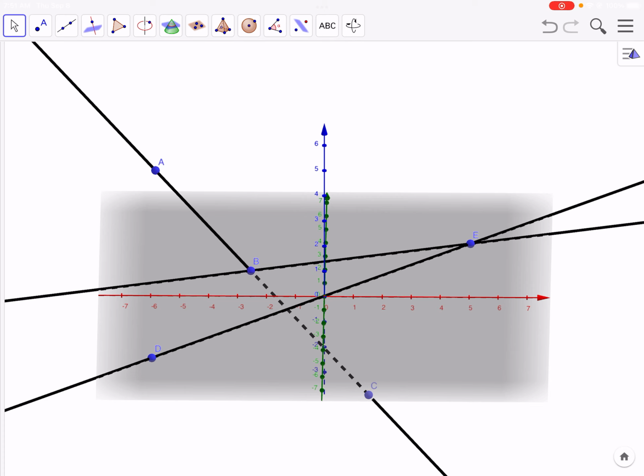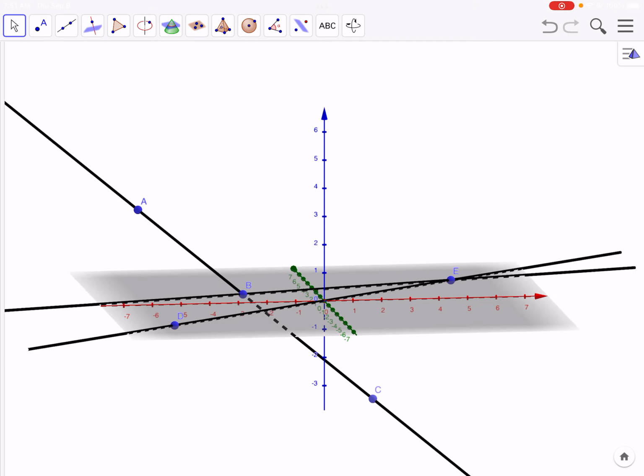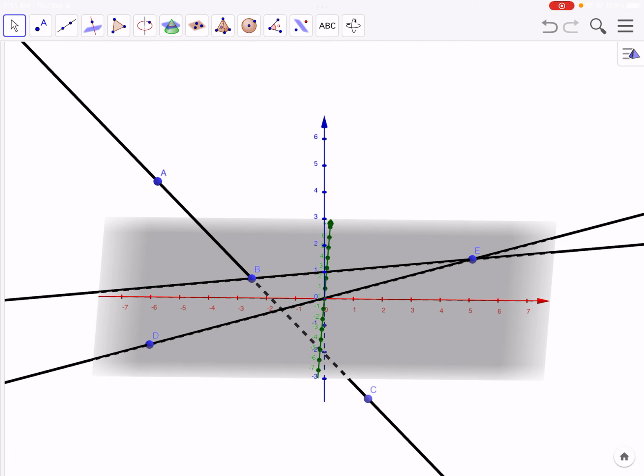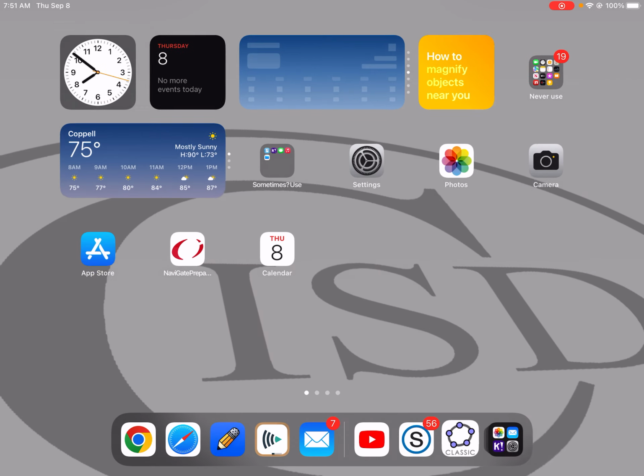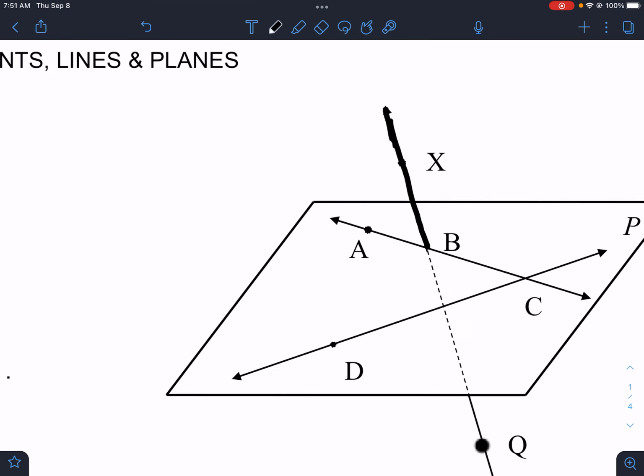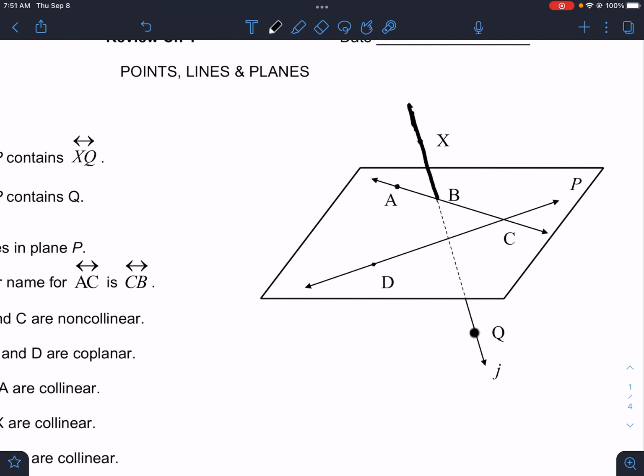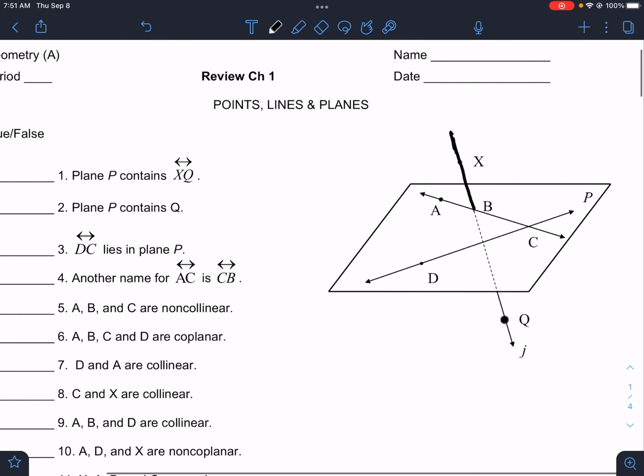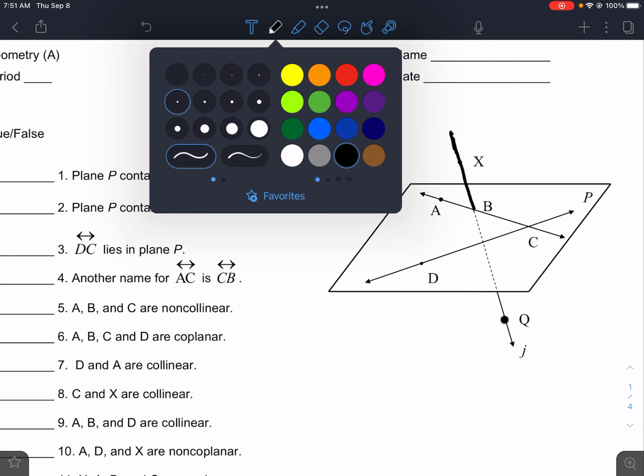Now this line back here, line BE, it does intersect at point B. So that's a spot where solid meets solid. It gets dotted after point B. So point B is the spot where it actually goes through the plane. And that's kind of the same idea that's happening on this first picture. So point X would be above it, point Q would be below the plane. The rest of them are on solid lines, they're on the plane. So let's keep that in mind as we answer the questions.